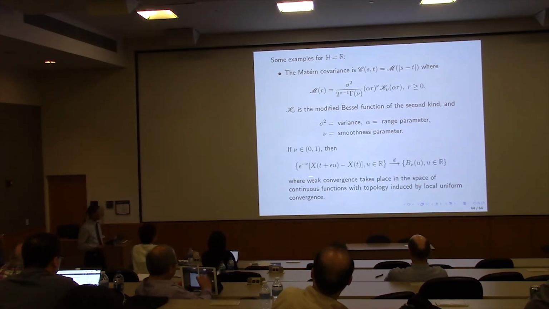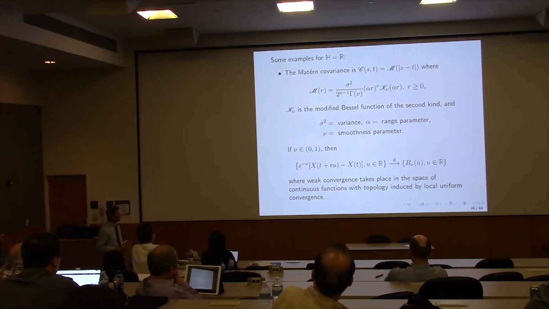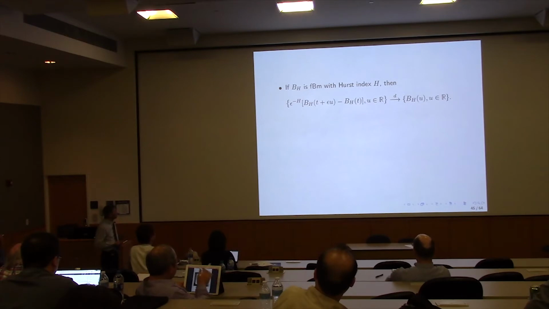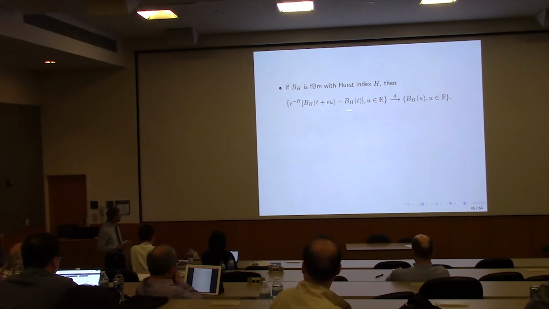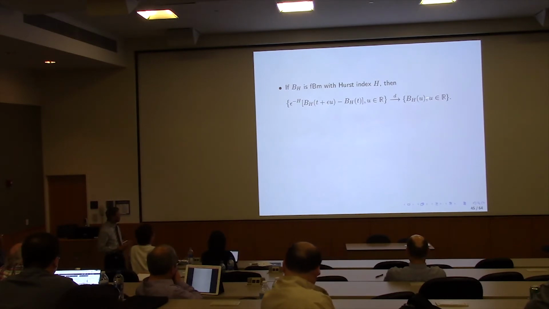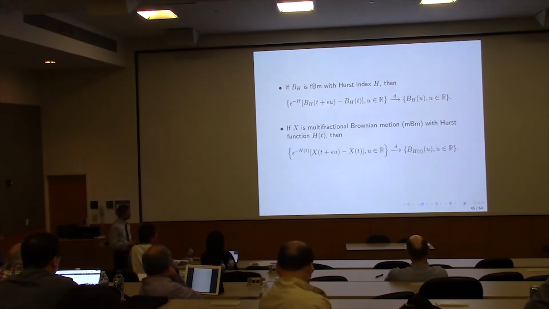So for example, if we have a Matérn model, then when we conduct this operation, local differencing and then normalization, the limit is going to be fractional Brownian motion, and the Hurst index is actually the smoothing parameter nu. And if B_H is fractional Brownian motion, then something similar happens. The normalization here depends on the Hurst index. The limit is still FBM. So FBM has a domain of attraction, in a way.